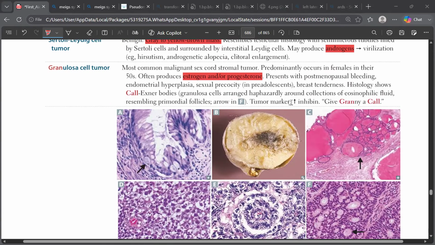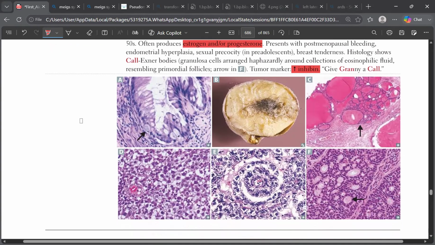The tumor marker would be increased inhibin, and think of granny and Call. So, granulosa and Call-Exner bodies. These are called Call-Exner bodies. They are granulosa cells that are arranged haphazardly around collections of eosinophilic fluid. They resemble primordial follicles, and the tumor marker is an increase in inhibin.